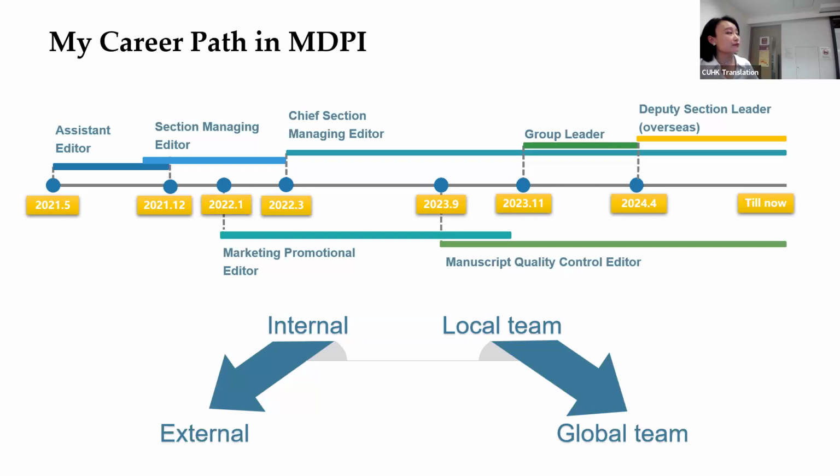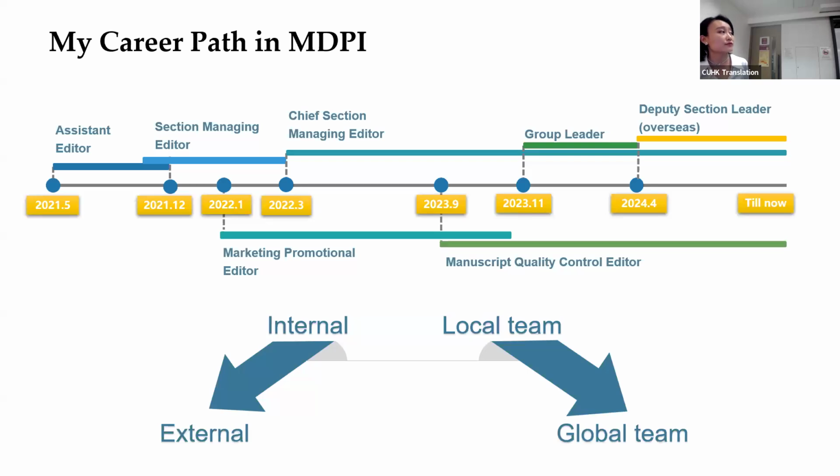And starting from 2023, I got in charge of manuscript quality control. This role means that I need to control the quality of not only the papers, but also the peer reviewers' reports received. So before every paper is sent for revision, the manuscript quality control editor will double check the reports received.